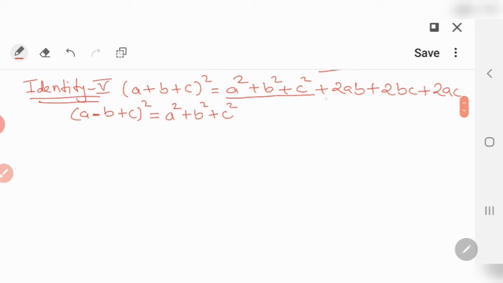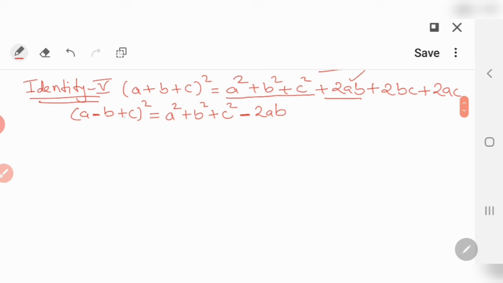Then here it is given twice ab, but in this case you have to write twice ab only, but what will be the sign? a has got a positive sign, b has got a negative sign, so plus times minus is minus, so you write minus here. You understood? a is plus, b is minus, so you write minus, then twice ab. Is it okay, children?